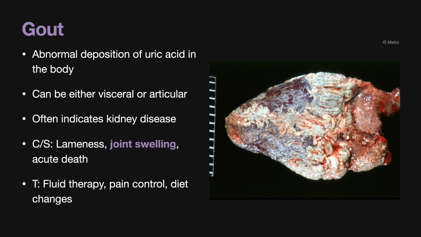Gout refers to the abnormal deposition of uric acid within the body. These deposits can either be visceral or articular. Usually, gout indicates that there is some underlying renal disease in birds. Clinical signs of gout include lameness, joint swelling, and acute death. Treatments may include fluid therapy, pain control, and dietary changes.